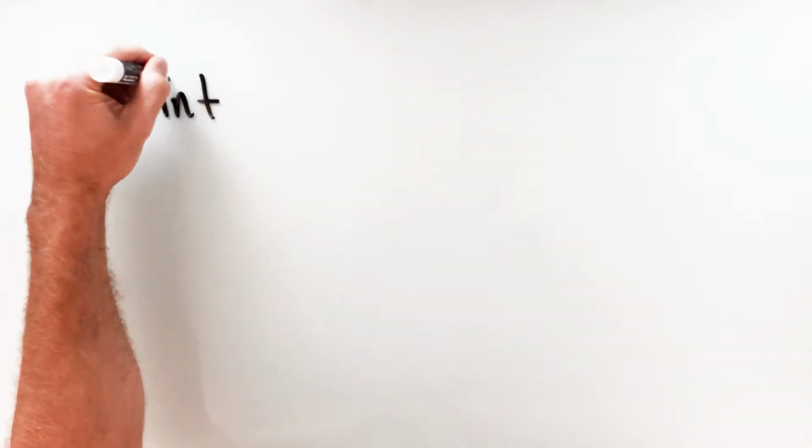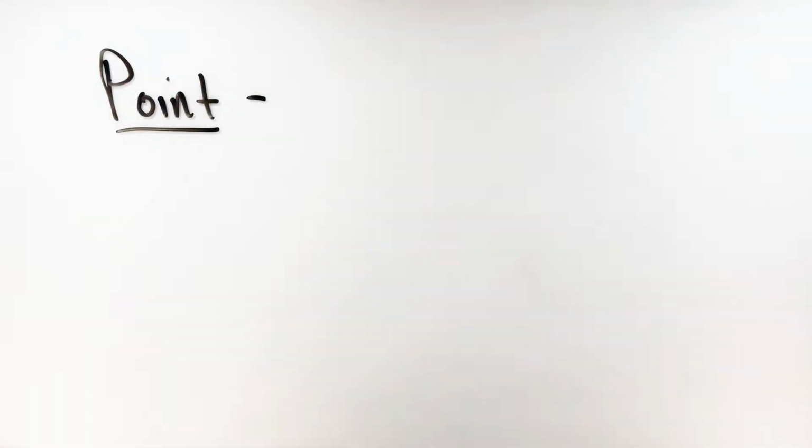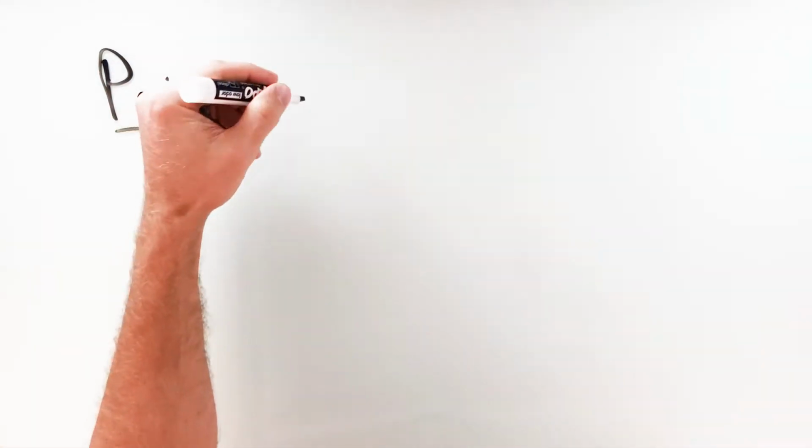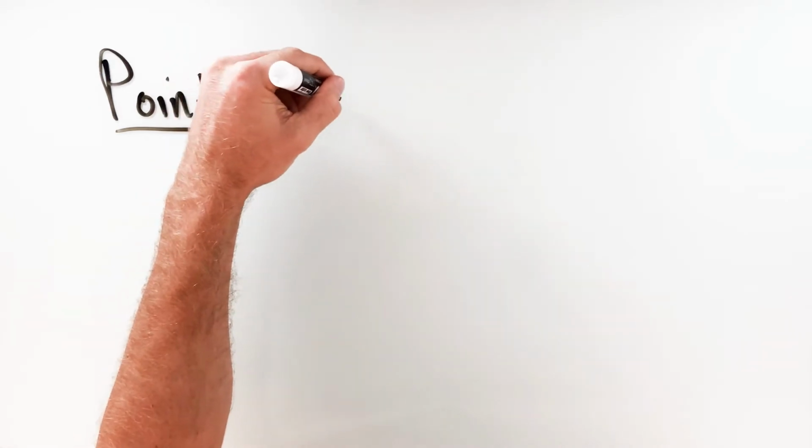Before we get too far ahead of ourselves, let's cover a few basic definitions that mathematicians have generally accepted as true so we can lay that foundation. The first definition is the most basic building block of all geometry, and that is what we call a point. A point is simply a location in space.